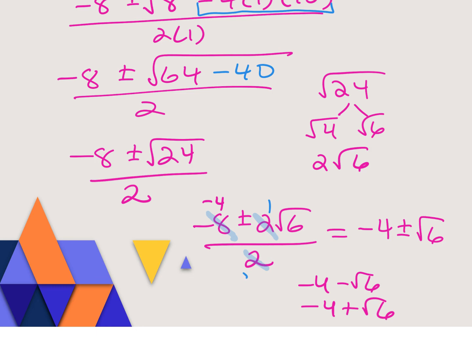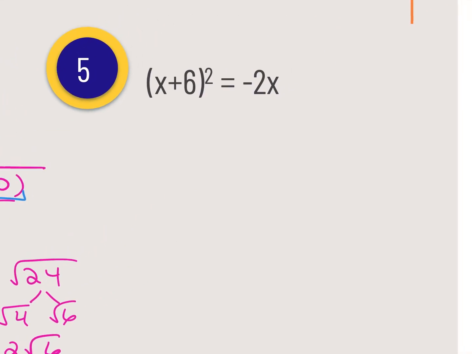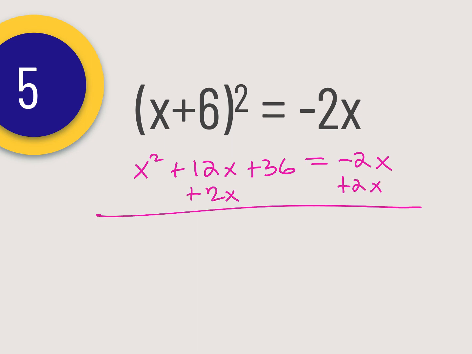And the last example, going to FOIL it. x squared plus 6x plus 6x plus 36 gives me x squared plus 12x plus 36 equals negative 2x. Get it in standard form. x squared plus 14x plus 36 equals 0.